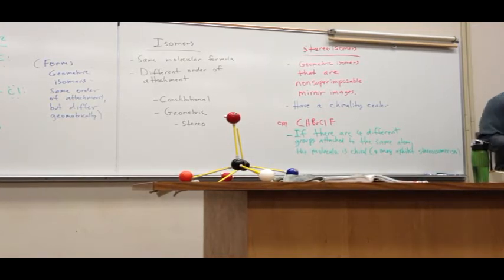Chapter 9, okay, what are we talking about here? There are basically two different theories of bonding: molecular orbital theory and hybridization theory.